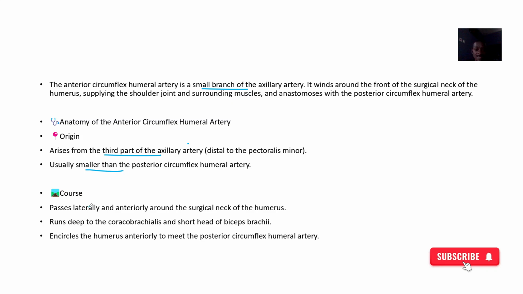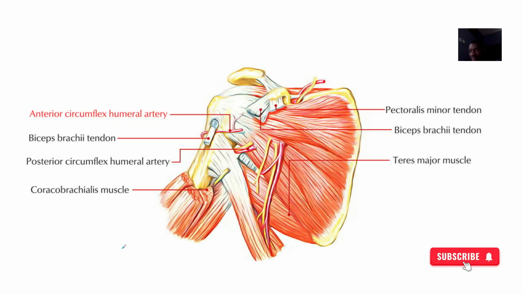Because it passes laterally and anteriorly around the surgical neck of the humerus. Of course, it's anterior, so it's above. So it runs deep to the coracobrachialis and the short head of the biceps brachii, and cycles the humerus anteriorly to meet the posterior circumflex humeral artery.